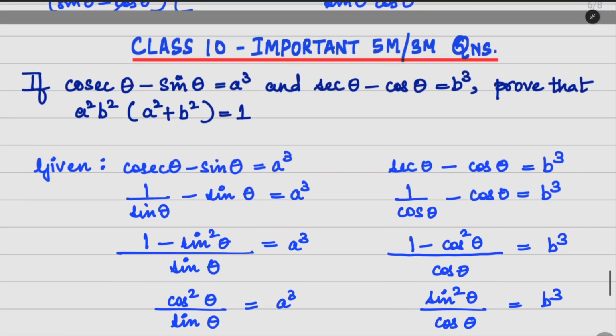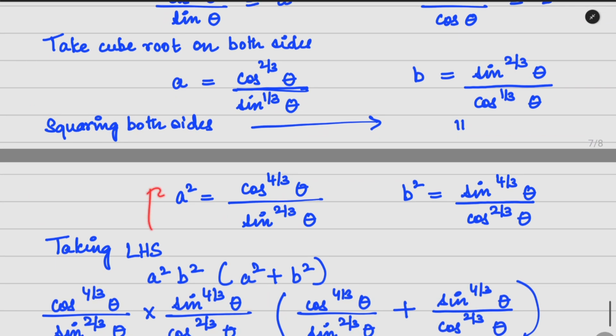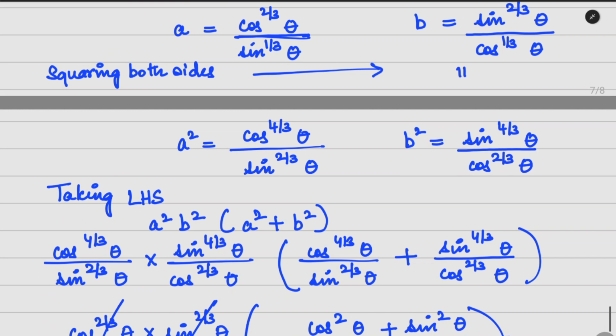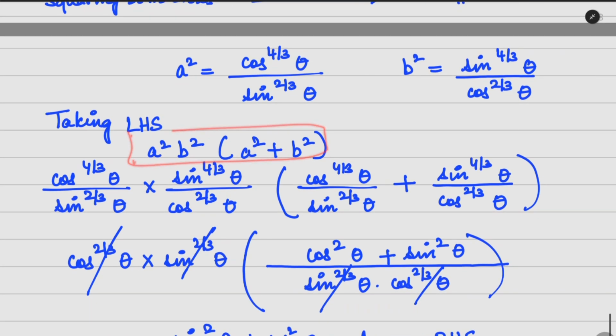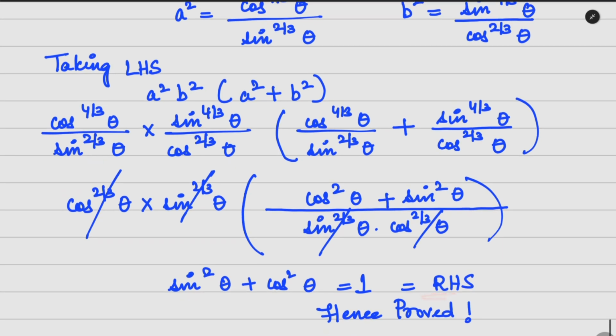Just that you have to be very careful when you are solving a cube for a square. So from the given question, convert everything to sine and cos and find out what a square is and what b square is. Try doing it once the way I have done it. Once you find a square and b square, you just have to plug the values of a square and b square into your LHS part. Then simplify, solve it, take the LCM, and finally you will arrive at sine square theta plus cos square theta, the trigonometric identity whose value is 1, and that is equal to your RHS. Hence proved.